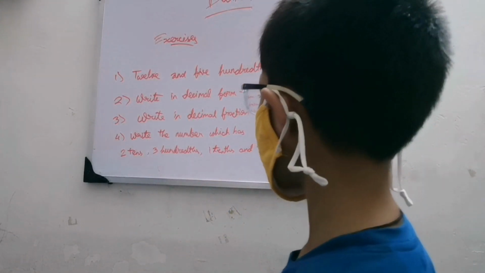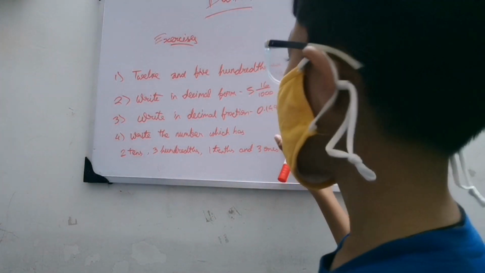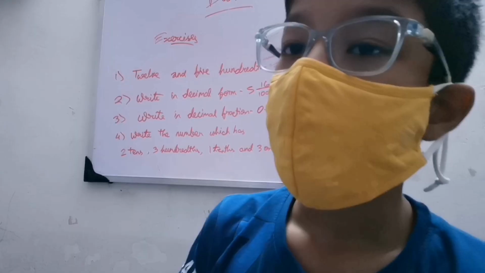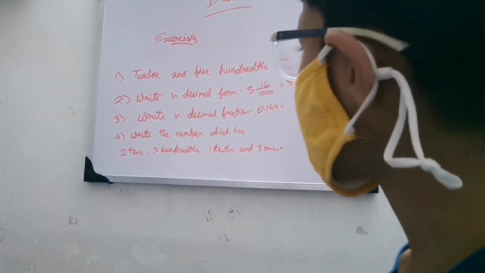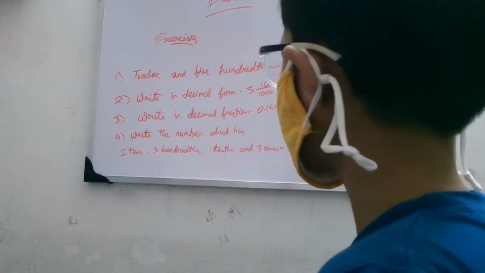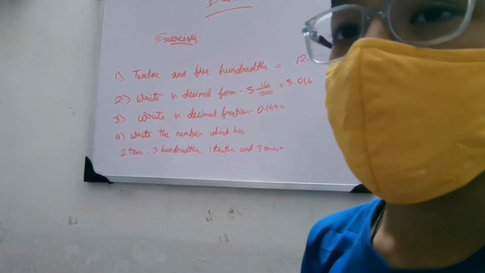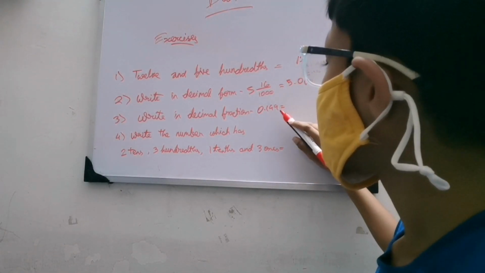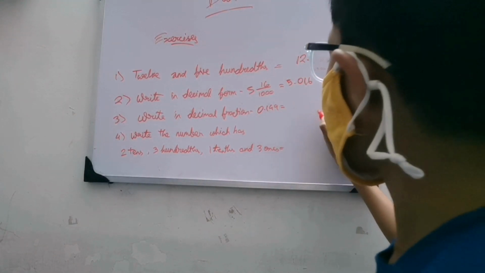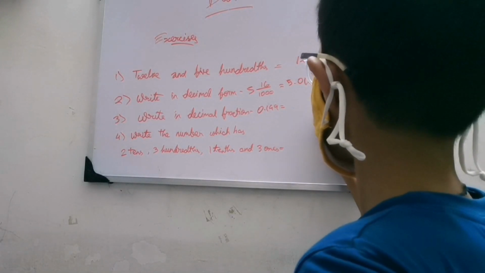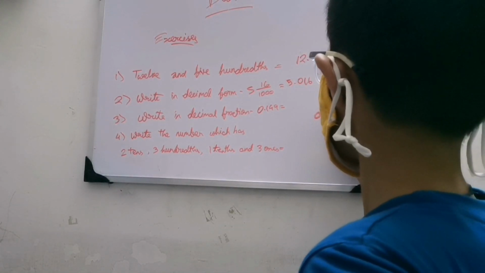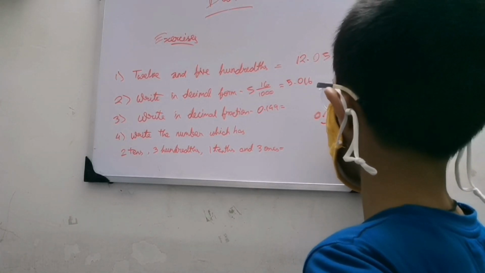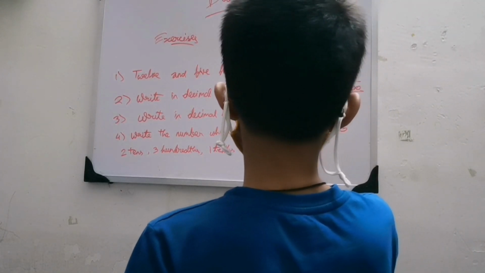Now write in decimal fraction 0.149. So over here, 0.149, just as we did, remove the decimal, 149. How many digits? 3. 1, 2, 3. The answer will be 149 by 1000.